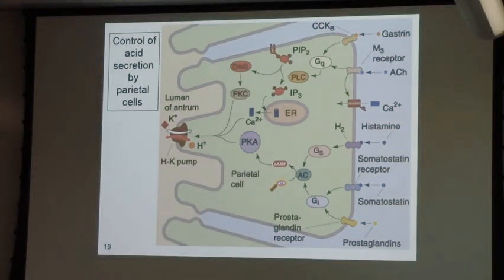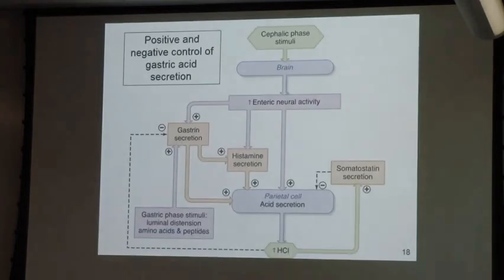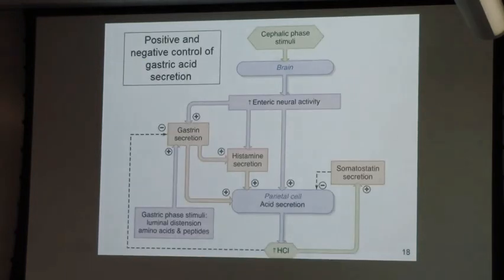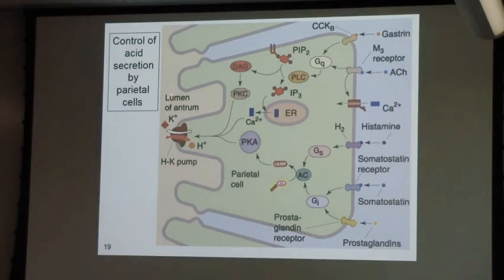You know, this looks like, oh my God, I'll never understand this. But you already understand this. You already know this. Let's walk through this together. Okay, so we're looking at a parietal cell. This is a somewhat simplified cartoon of this stimulated parietal cell. On this one, this is the lumen of the stomach over here, and this is the blood side. So this is basolateral.